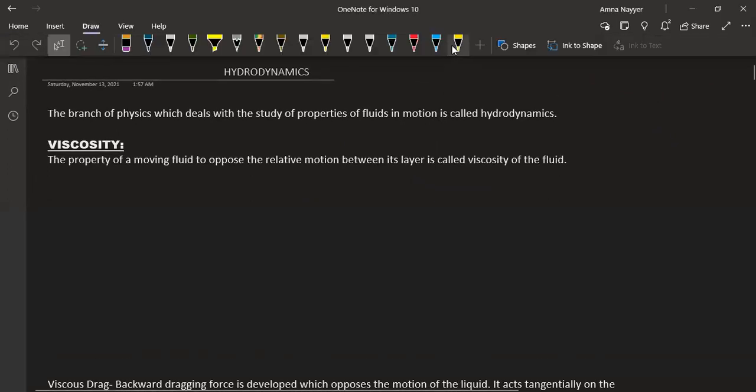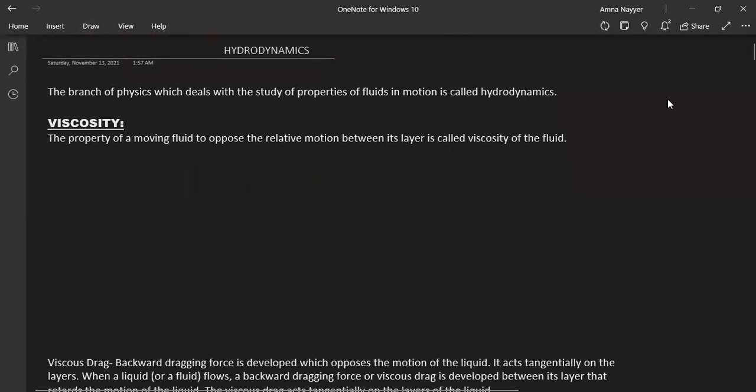So class, that completes our hydrostatics. Now we are allowed to use the terms acceleration and velocity for liquid. Now the liquid will be in motion. It can be at rest also, it can be in motion also. But earlier, when we were dealing with hydrostatics, we didn't use any motion of the fluids, right? So hydrodynamics is that branch of physics that only deals with the properties of fluid in motion.